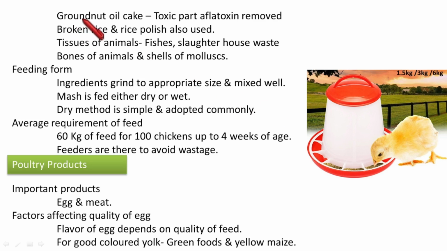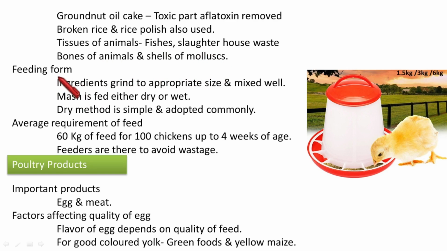Another option is groundnut oil cake. But before giving it, we need to remove the toxic part, that is aflatoxin. Then broken rice, podiyeri, and rice polish, which is the bran of the rice, can also be used. Also tissue of some animals like fish waste, slaughterhouse waste, bones of animals, and shells of mollusks can all be given as feed for chicken.